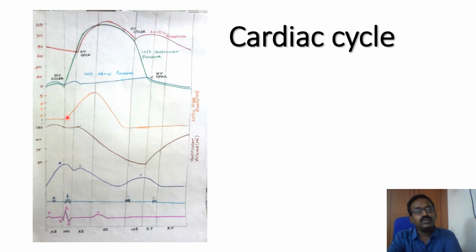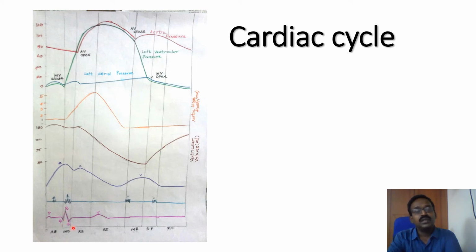aortic flow is no change during this period. Ventricular volume also has no change. The first heart sound is produced in the phonocardiogram due to the closure of the mitral valve, and in the ECG it produces the QRS complex.